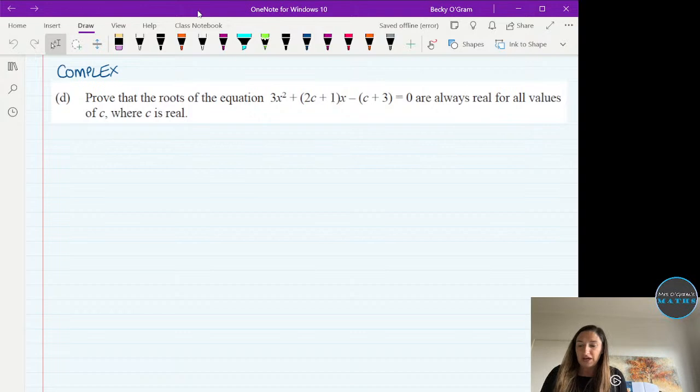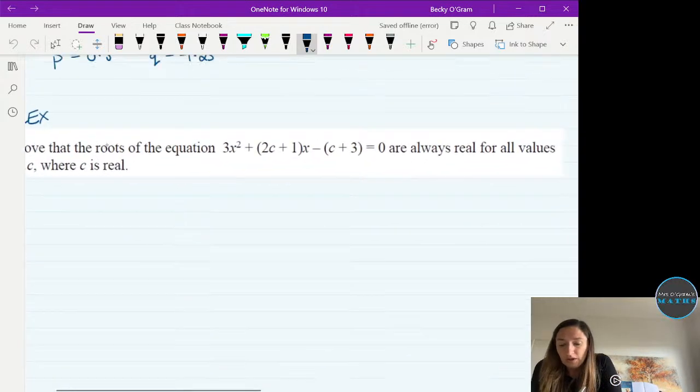Okay, so we have this complex numbers question. Prove that the roots of this equation here are always real for all values of c. Now for us to think about roots, we are thinking about the discriminant. In this instance, if we want the roots to be real, the discriminant will be 0 or greater than 0.